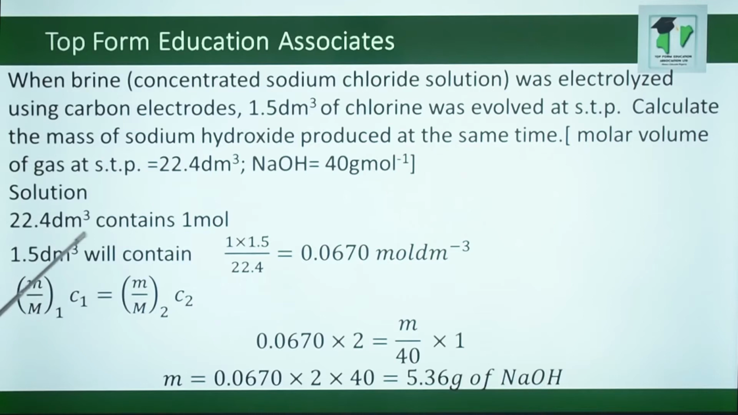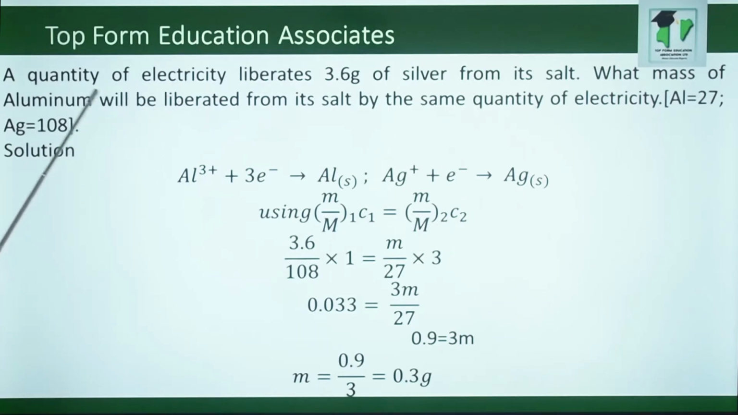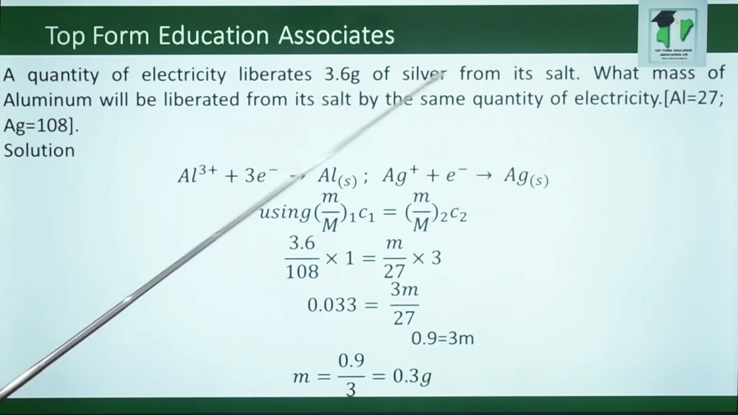Solution. 22.4 dm³ contains 1 mole. That means that 1.5 dm³ will contain 1 times 1.5 divided by 22.4, which is 0.0670 mole. Since this is the amount in moles, that means 0.0670 multiplied by 2 is equal to m over 40 multiplied by 1. Making m the subject of the formula, we have 0.0670 times 2 times 40 to give us 5.36 grams of sodium hydroxide.